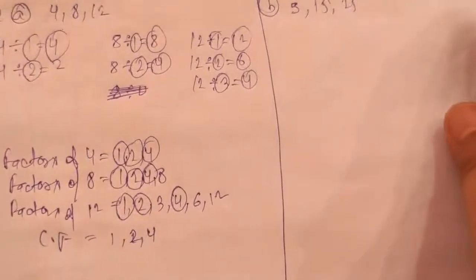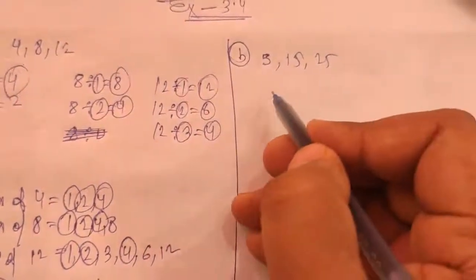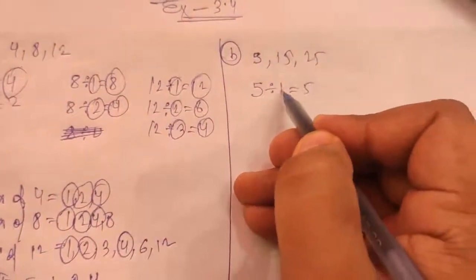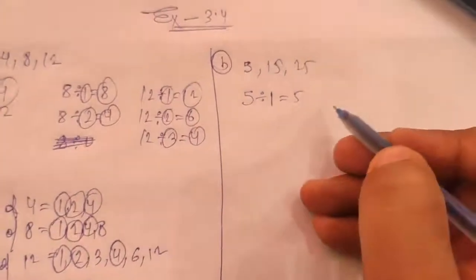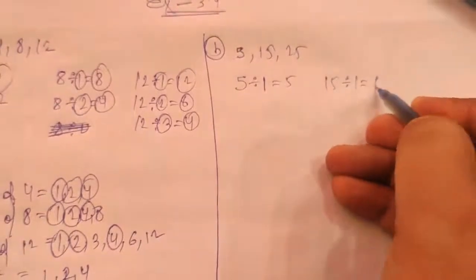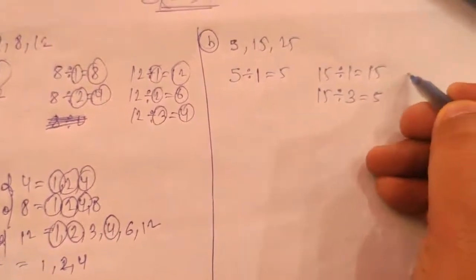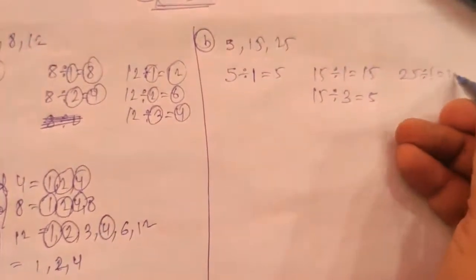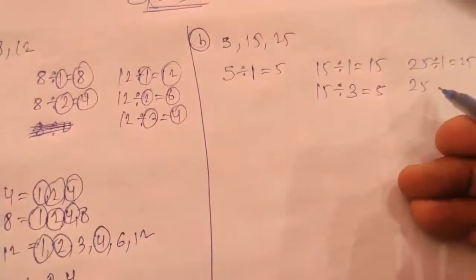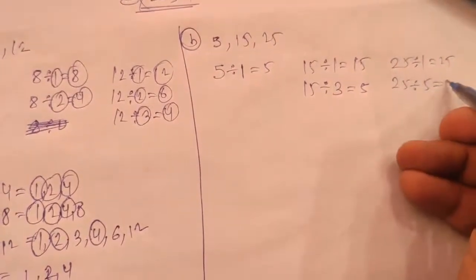Now come to the next question. It is 5, 15 and 25. So we will write the factors of 5 first. When we divide it by 1, we get 5, and no other number divides 5 because 5 is a prime number. So 15 divided by 1, we get 15. 15 divided by 2 is not possible, so we will divide it by 3. 25 divided by 1, the answer is 25. 25 divided by 5, because 2, 3, 4 do not divide 25.